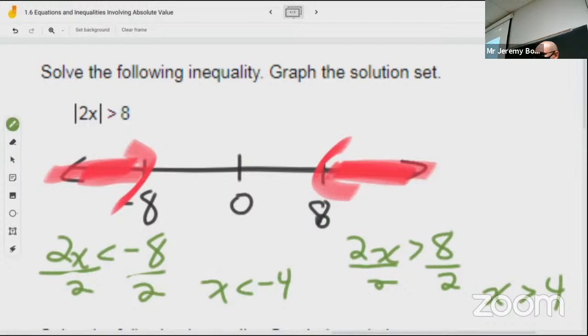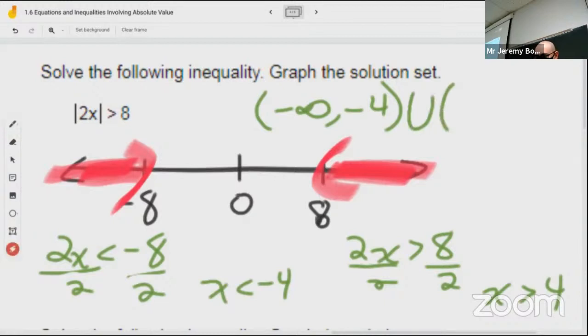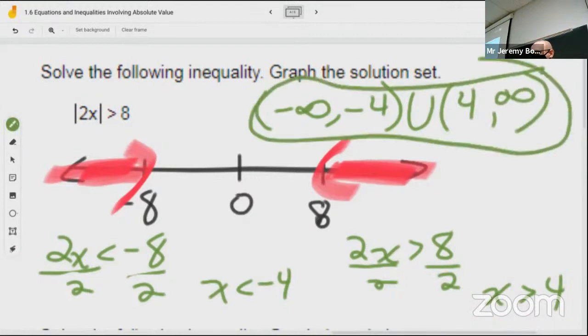How do we represent this one in interval notation? If it's less than negative 4, what's the lowest value it could be? Negative infinity up to negative 4. We put a parenthesis on that because it's not equal to it. And then we're going to union that. And how are we going to represent this one? Or to positive infinity. Good. That will be our solution. Any questions on that problem?